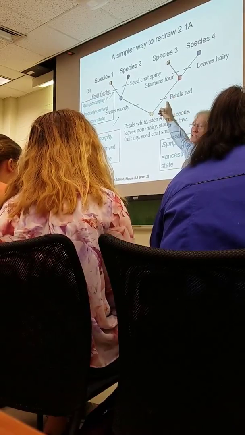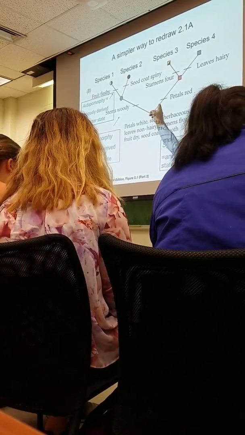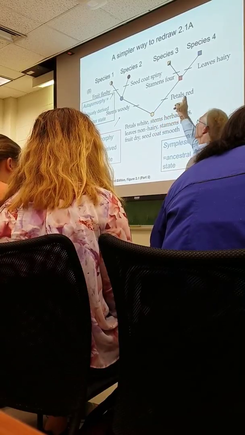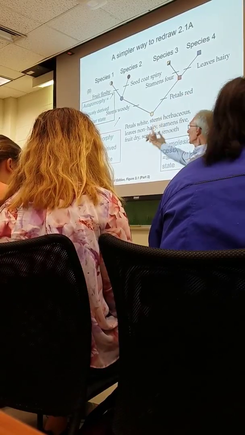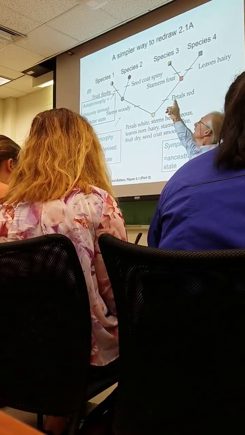You see that? Right here. This is a change that occurred on that branch of the tree. You'll see this a lot. Where a change occurs, you use a little slash, and then you put the change. The petals are red. The petals started out white. There's a change to red.